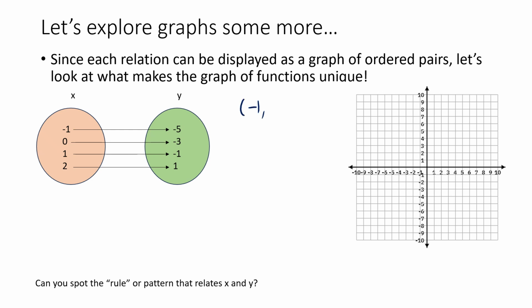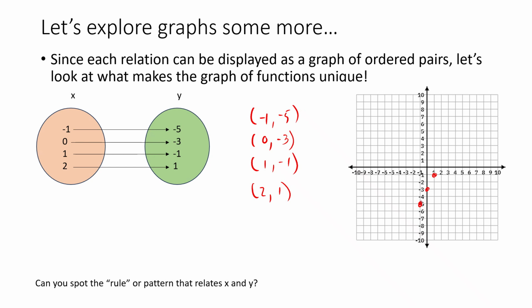Okay, so for this one, we're going to translate this into our ordered pairs. So -1 is mapping to a -5. So if I were to graph that, let me use a different color for this. Just the dark blue doesn't show up really well. So -1, -5, right there. 0 maps to -3. 1 is mapping to -1, and 2 is mapping to a 1.